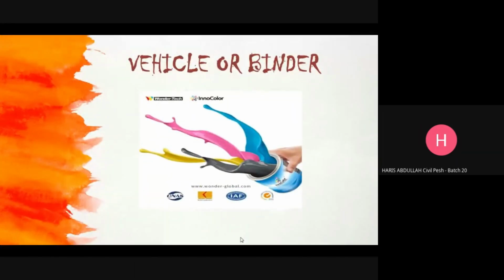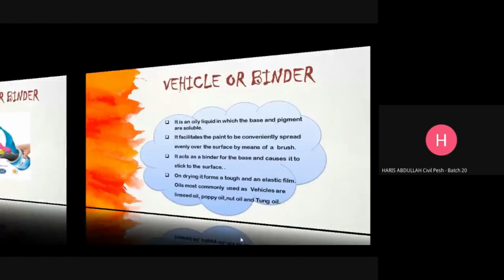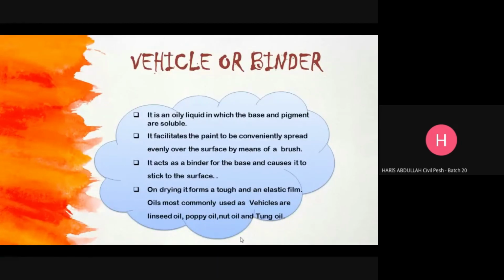So now let's move toward another component, and that is the vehicle. The vehicle is a binder. It is an oil or an oily liquid in which base and pigments are soluble.